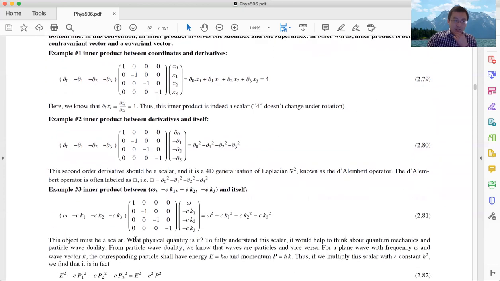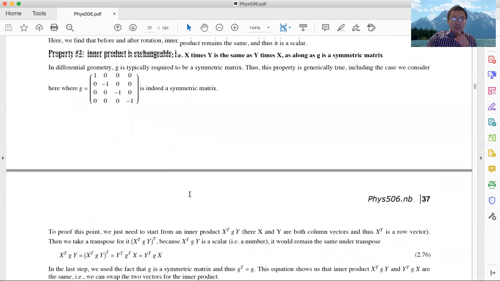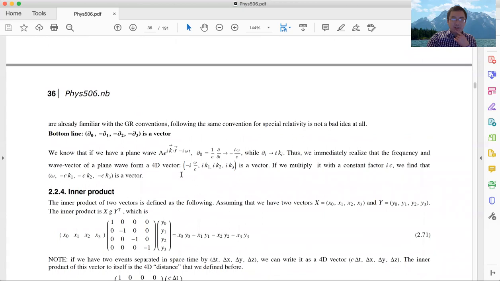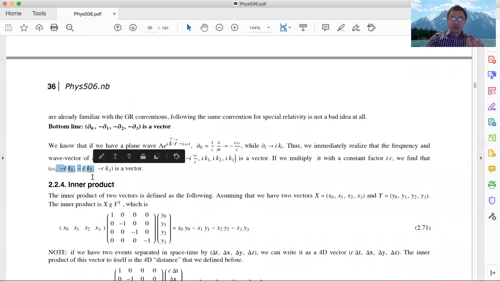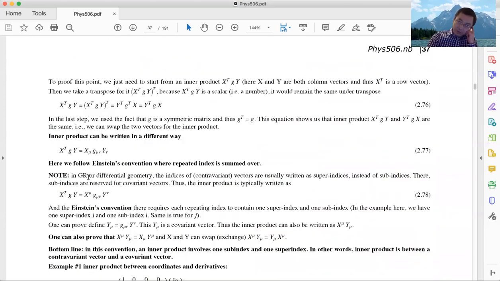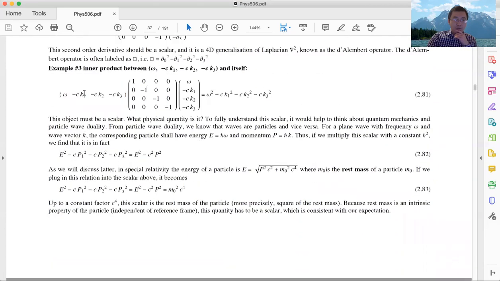Let me demonstrate one more example. We do know one more 4D vector: the frequency and the wave vector. We got this towards the end of the last lecture. If we take derivatives of a plane wave, the derivative becomes omega and k. So if the derivative is a 4D vector, this omega, k must also be a 4D vector.